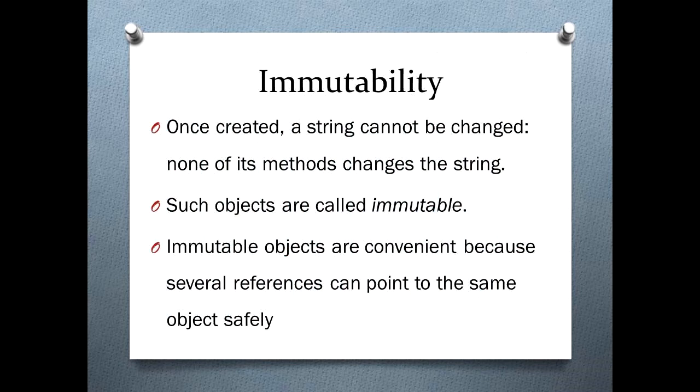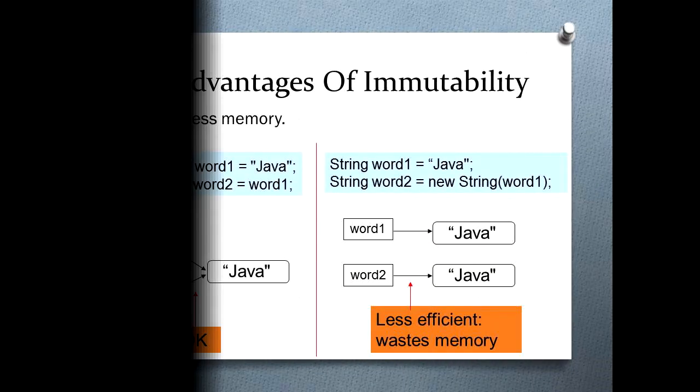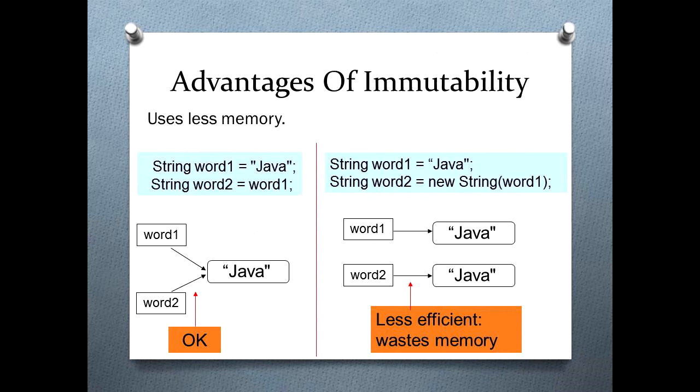Now immutability. What is immutability in a programming language? It's nothing but once created, a string cannot be changed. None of its methods change the string. Such objects are called immutable. Immutable objects are convenient because several references can point to the same object safely. You can use several references, but once you use immutability, the string cannot be changed. That is called immutability.